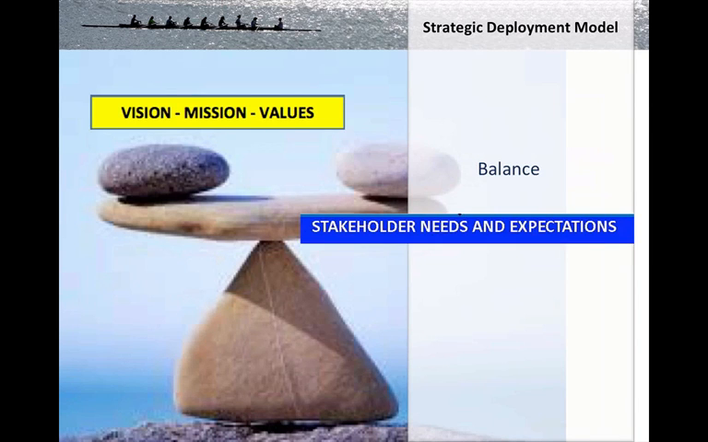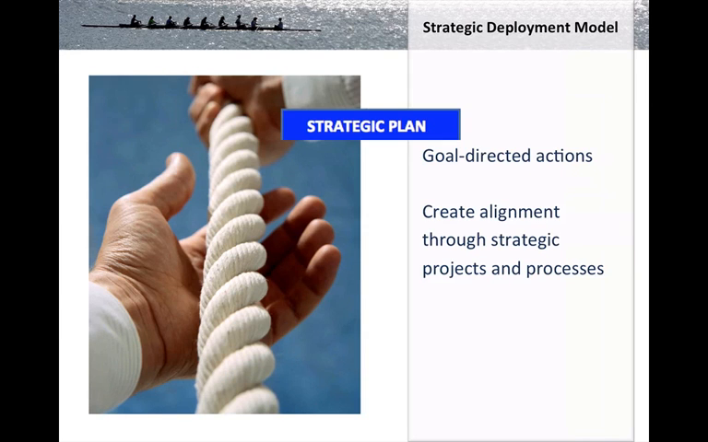The model begins with an understanding of the vision, mission, values, and takes into consideration the needs and expectations of the stakeholders. With an understanding of the vision, mission, values, and the needs of the stakeholders, a strategic plan is developed to establish a set of goal-directed actions the business will take to gain and sustain superior performance relative to its competitors, with an objective of creating alignment throughout the organization.